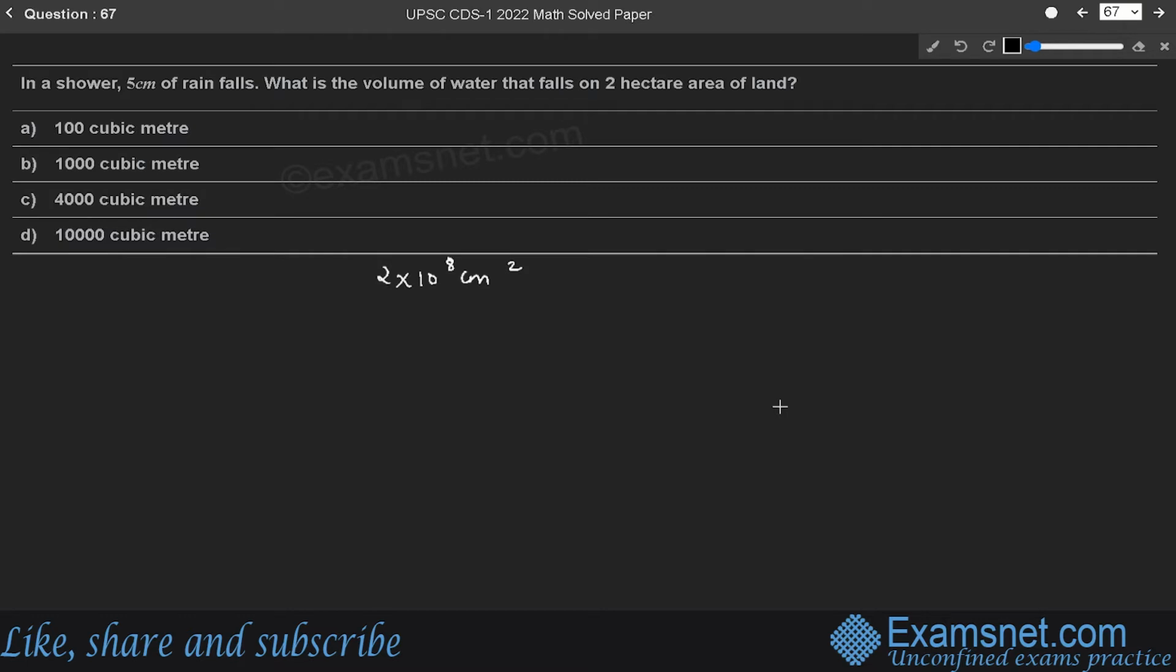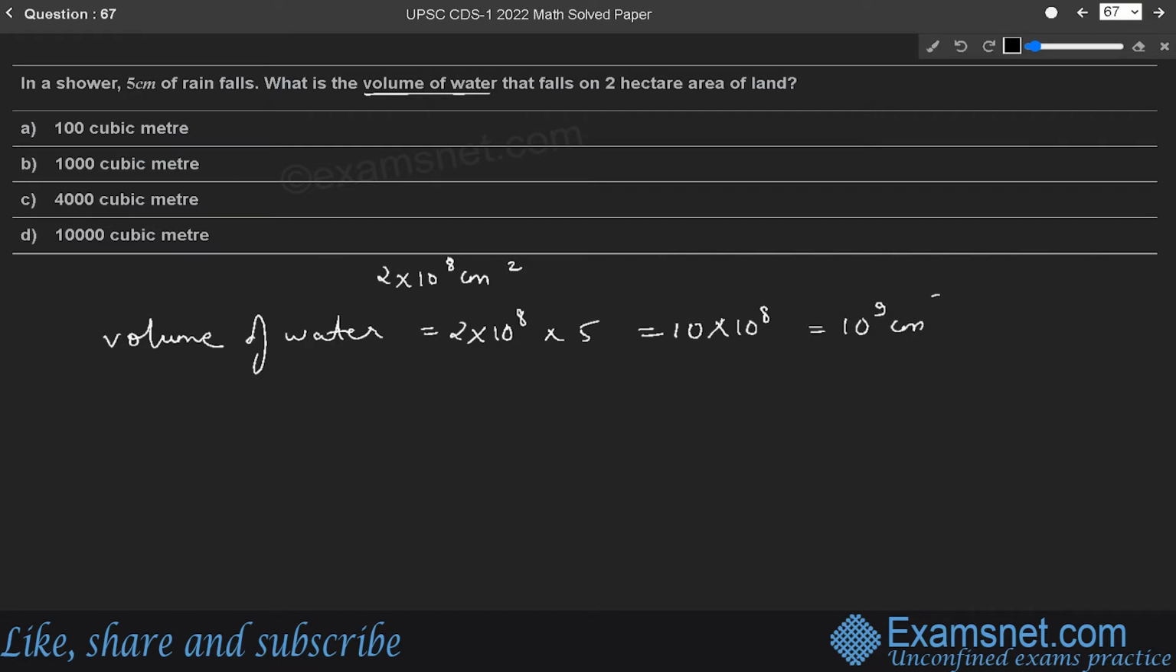Now, talking about the volume of water that falls on the ground, it will be equal to 2 into 10 to the power 8 into 5, which gives 10 into 10 to the power 8. It means that 10 to the power 9 centimeter cube. This is the volume of water that falls on the ground.